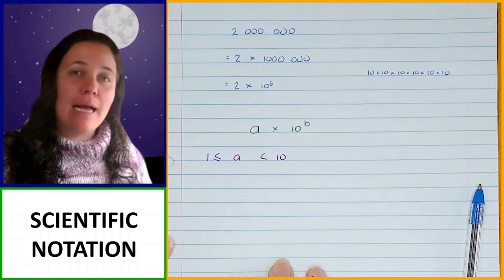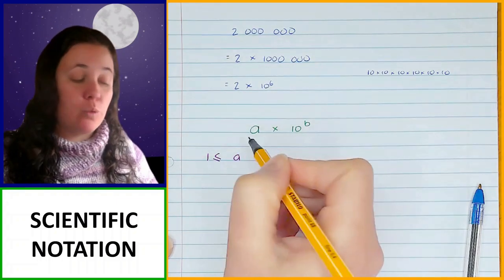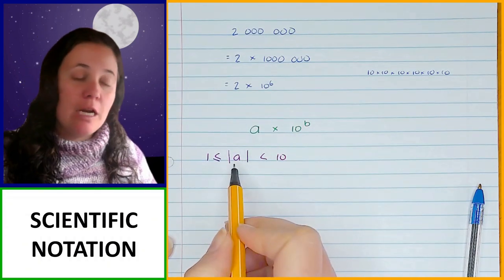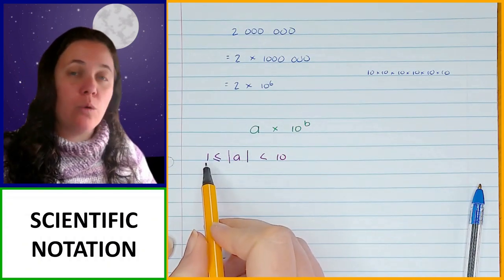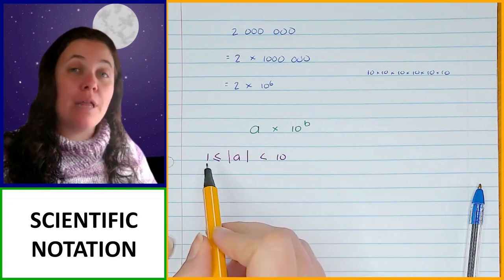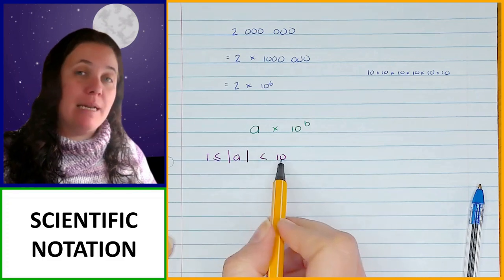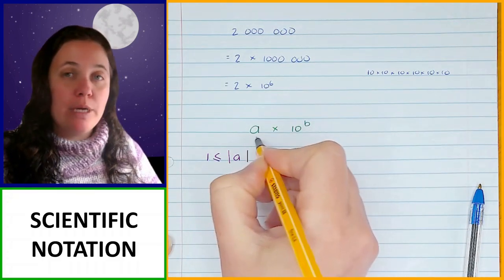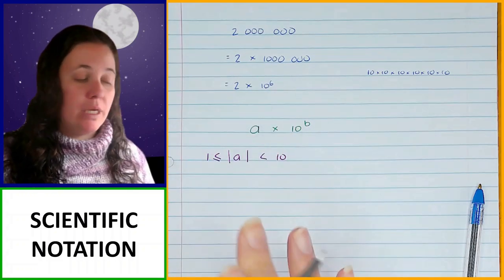Now, technically, you can also get a negative as well, so I'm going to put the absolute value of a. The absolute value of a must be something between 1, but it can be equal to 1, and 10. It must be more than or equal to 1, and it must be less than 10. So that is what this one over here is going to be. It's always going to be something that is between 1 and 10.